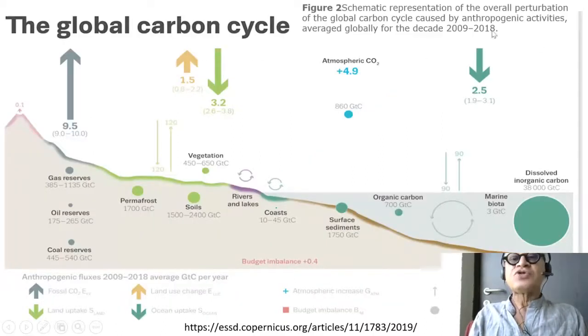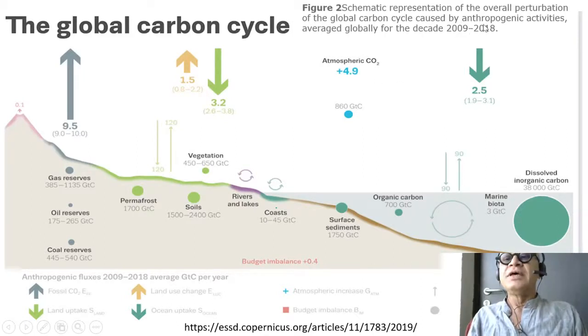The other thing to notice, this is a latest figure from this source here, Copernicus, which is showing the anthropogenic activities over 2009 to 2018 and how they perturbed the global carbon cycle. We are again looking at reservoirs and fluxes here. I will point out right away that if you look at the fluxes here for the ocean or for land, for example, it is shown as 90 being taken up by, let's say, photosynthesis.